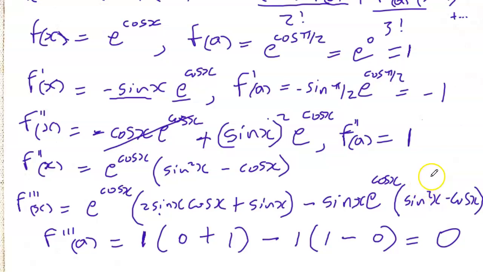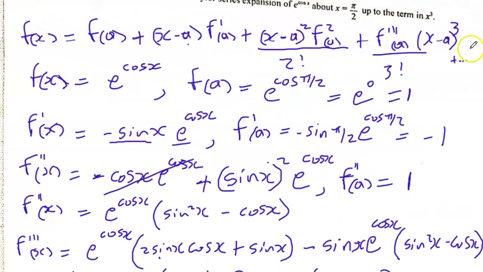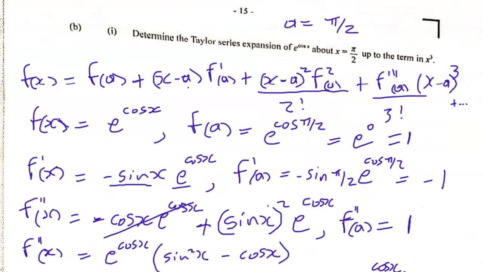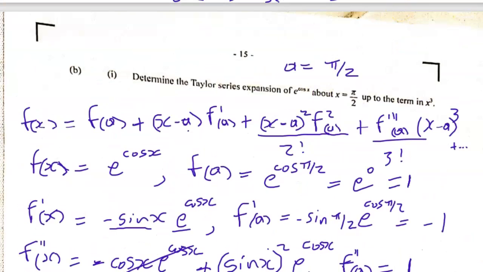So I have the first three derivatives evaluated at a. Alright, so what are they? It was 1, minus 1, 1, 0. So let's do the substitutions now, using the formula. So here's the formula. Let me put it up here. I want to do it while I'm looking at the formula.